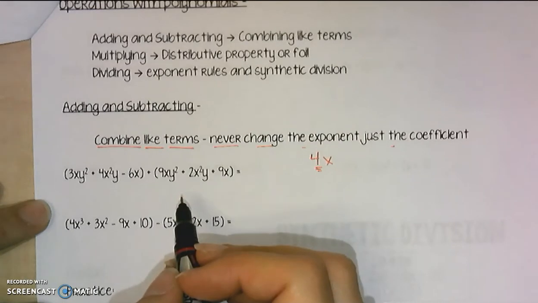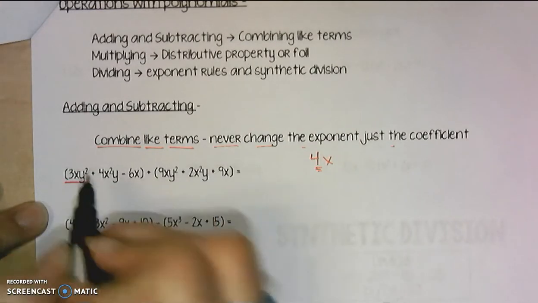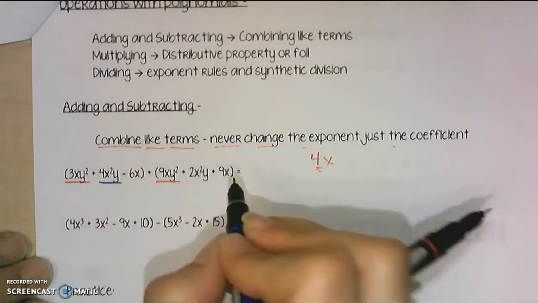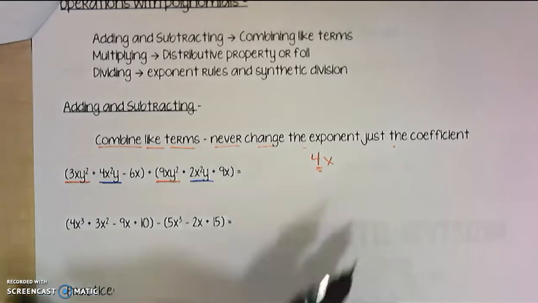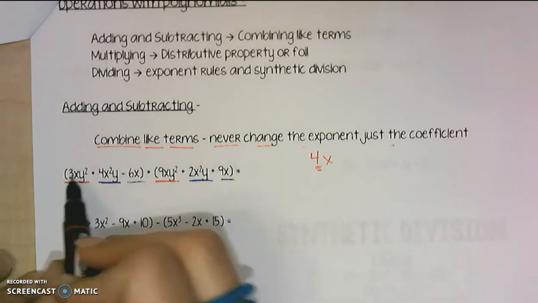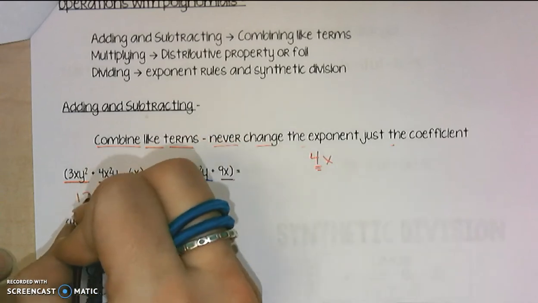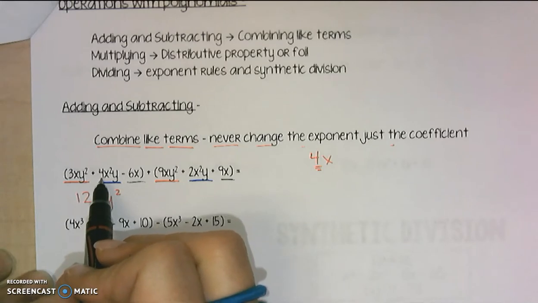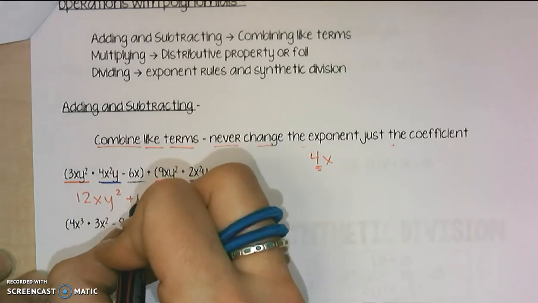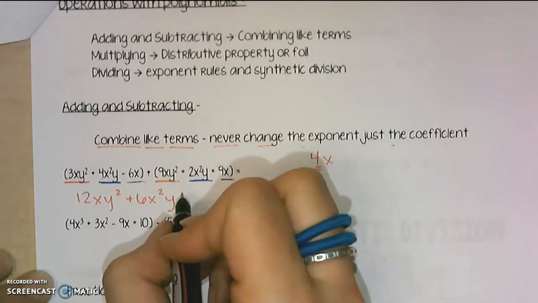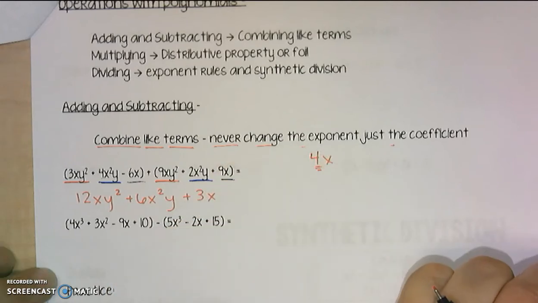If we look at this first one, this has xy squared, this has xy squared. On this one, this has x squared y, and on this last one, this is x and this is x. So I'm just putting the stuff together that looks the same. This is 3 plus 9, so that gives me 12xy squared. And then 4 plus 2 gives me 6x squared y, and then negative 6 plus 9 gives me 3x, and that's it.